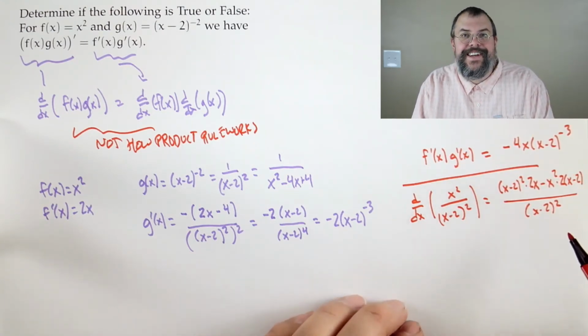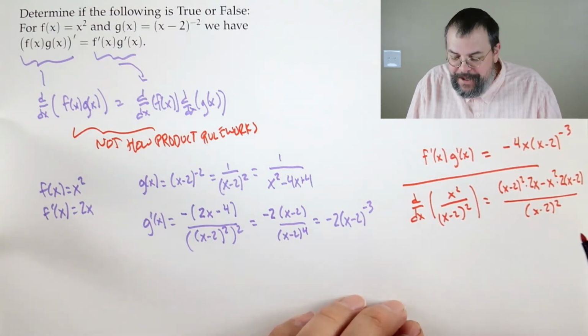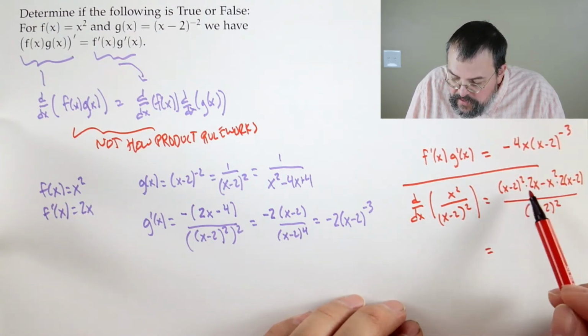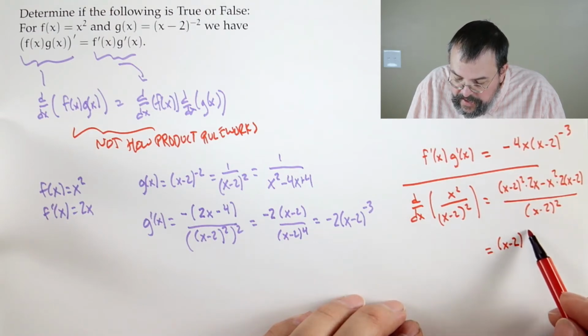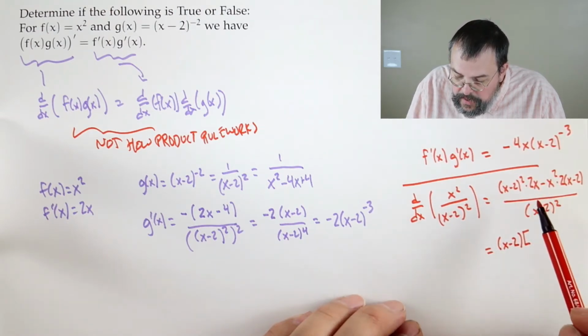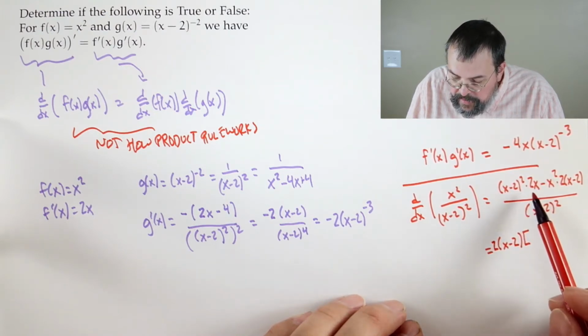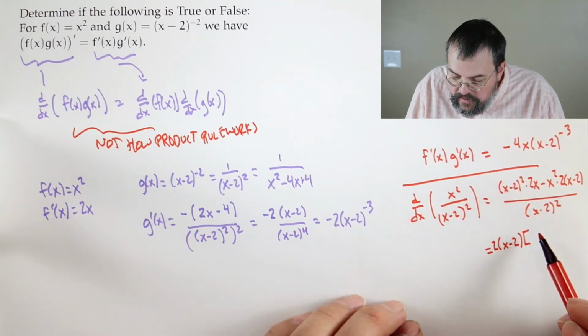Aha, see, they don't match. Like I said, it's going to be false. Okay, well, let's clean it up a little bit. What can we do? Well, they both have an x minus 2 in them, so let's go ahead and factor that out. And they both have a 2, so let's factor that 2 out. So 2 and x minus 2. I missed an x minus 2 and I missed an x. So if I take x times x minus 2, that would be x squared minus 2x.